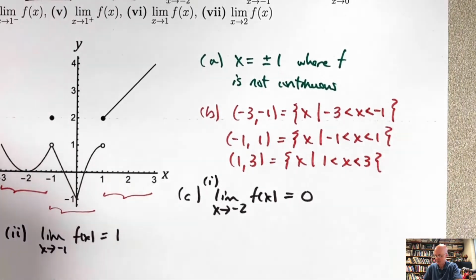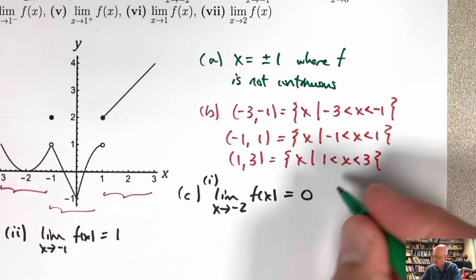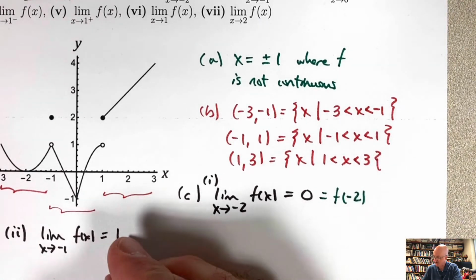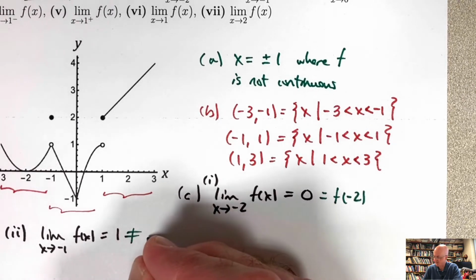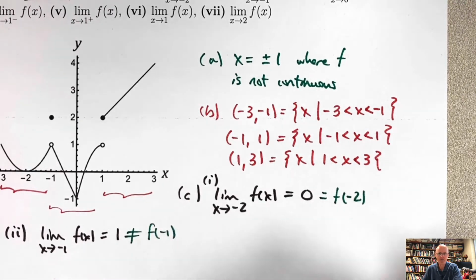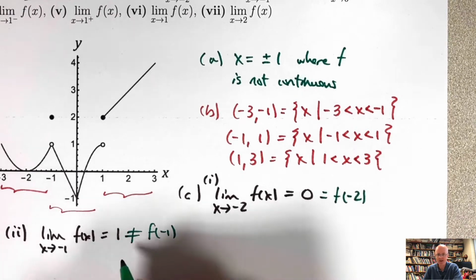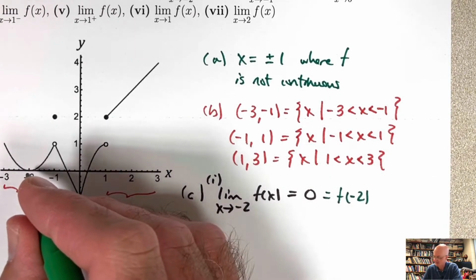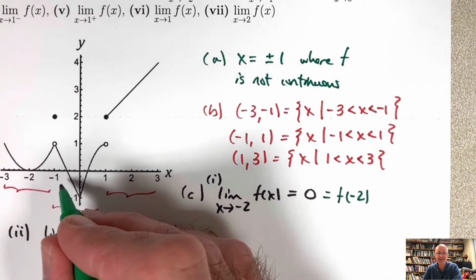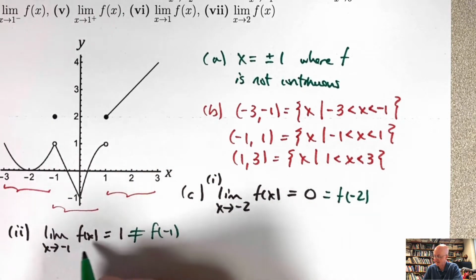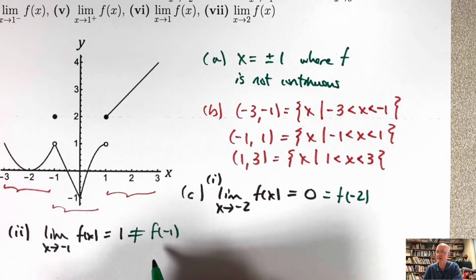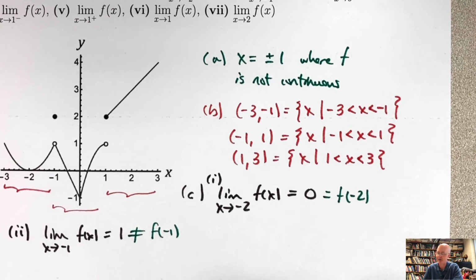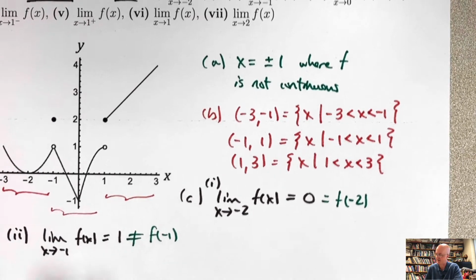This limit over here happened to equal the function value at -2. And this limit right here does not equal the function value at -1. What's the difference? Why did it work there and not there? Because here at -2, the function is continuous. But at -1, the function is not continuous. So the fact that these two things are not equal is related to the fact that the function is not continuous at x equals -1. Making these key points here.